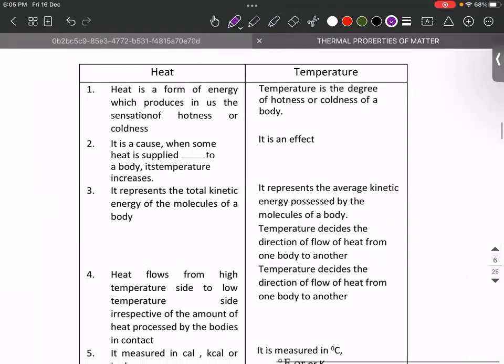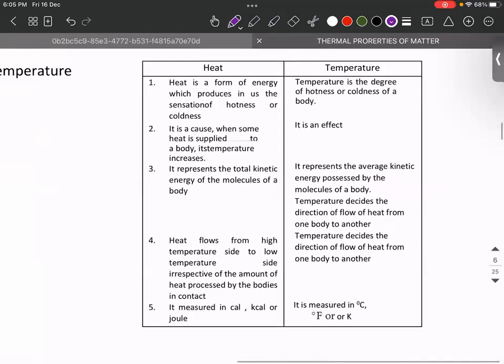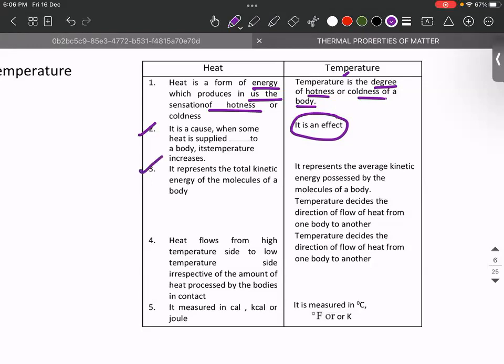So we will try to understand the difference between heat and temperature. Heat is a form of energy which produces the sensation of hotness or coldness of an object, whereas temperature is a degree of hotness or coldness of an object. So heat is a cause. When heat is supplied to an object, its temperature increases, whereas temperature is an effect. By supplying the heat, you are actually changing the temperature of an object. Similarly, heat represents the kinetic energy of the molecules of the body, whereas temperature refers to the average kinetic energy possessed by the molecules of the body.